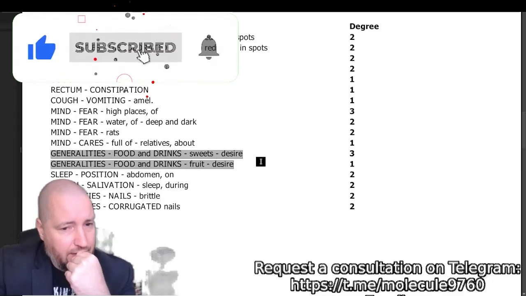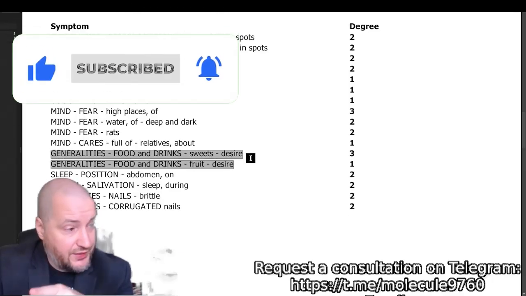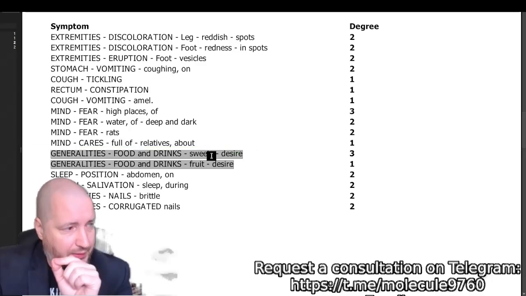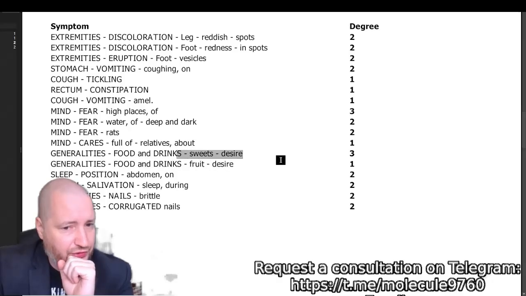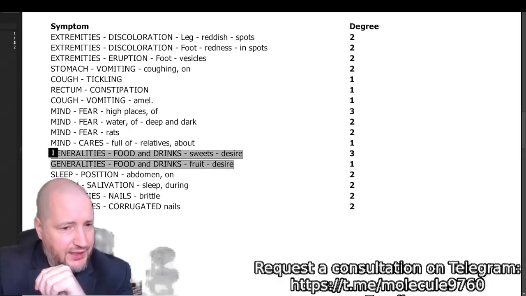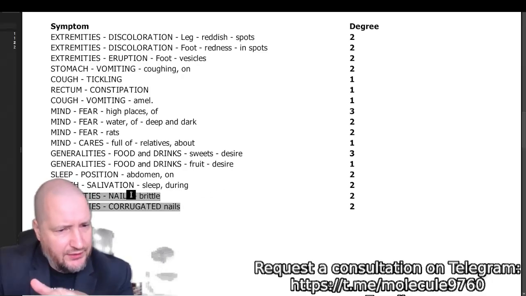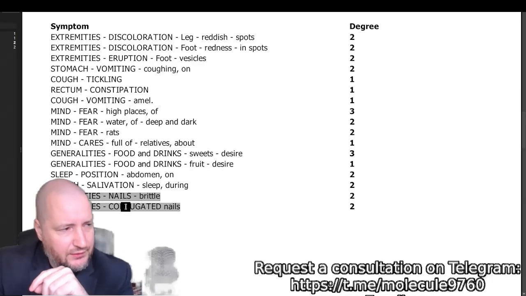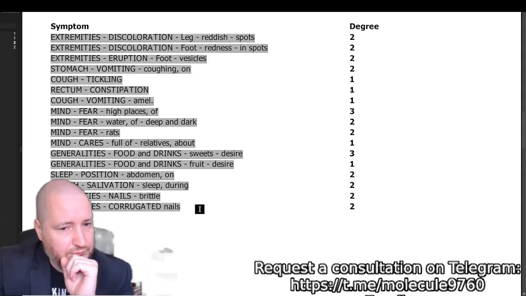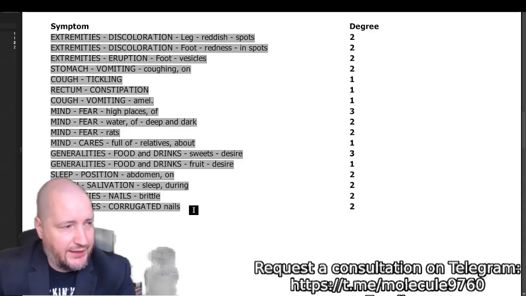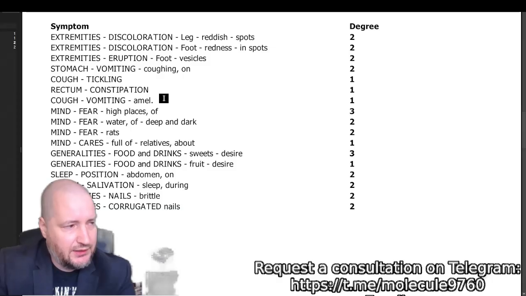And as I said, we're mapping out the whole person in homeopathy. So we want to talk about the diet as well. She had a sweet tooth and desire for fruit. And she had problems with her nails, quite brittle, etc. So that's the patient that came to see me.